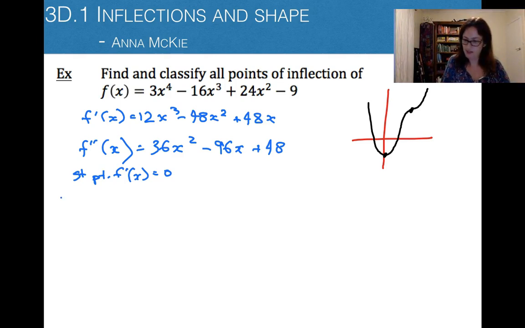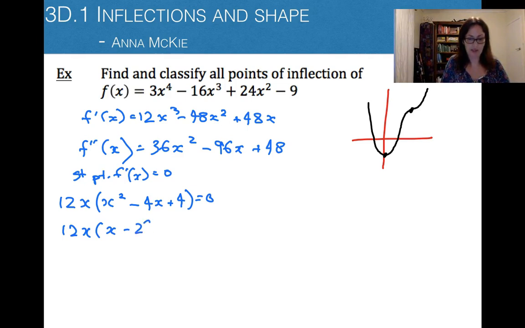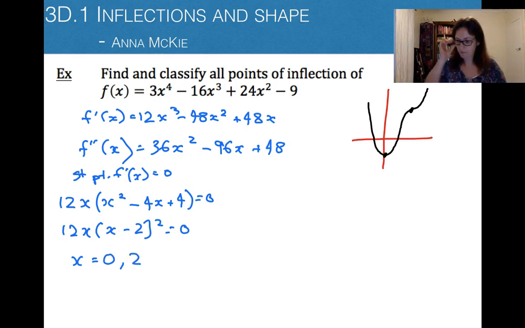I'm going to get straight into some factorising. We've got a factor of 12 and an x. That leaves us with x squared, take 4x plus 4, and solving that when that's equal to 0. So leaving our 12, and you may hopefully recognise that that's a perfect square. And so our x values for our stationary points are at 0 and 2.